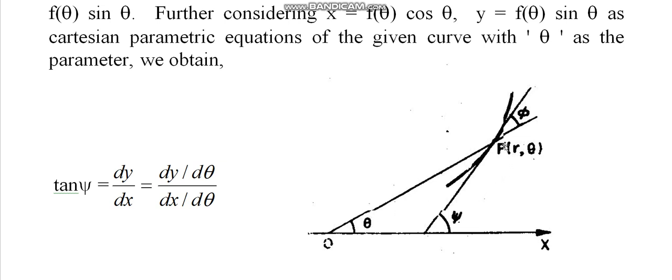And the angle, say, PMX, is denoted by psi. This angle is the angle between the tangent vector and the initial line. What we require is the angle between the radius vector and the tangent vector. We need to find an expression for the angle between the radius vector and the tangent vector, that is denoted by phi. So this angle phi is the angle between the radius vector and the tangent vector.